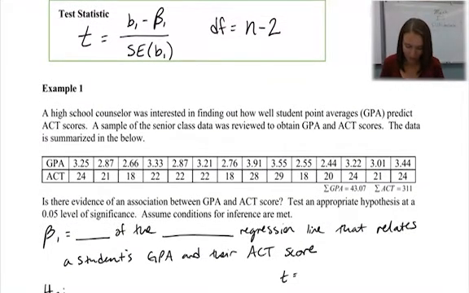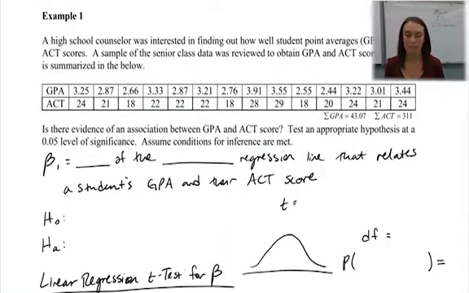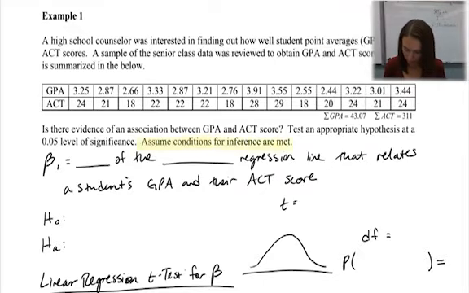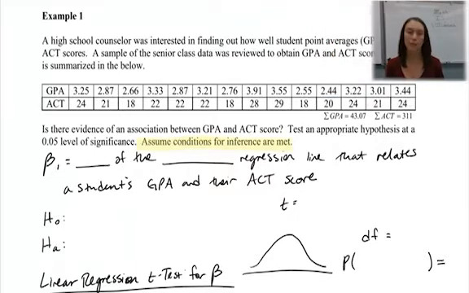Example 1. A high school counselor was interested in finding out how well student grade point averages, or GPAs, predict ACT scores. A sample of the senior class data was reviewed to obtain GPA and ACT scores. The data is summarized below. So it didn't say it was a random sample here, but again, we're not really going to worry about the conditions. In this problem, it's going to say down here to assume all conditions for inference are met. So we don't need to worry about the fact that it didn't say random sample there.